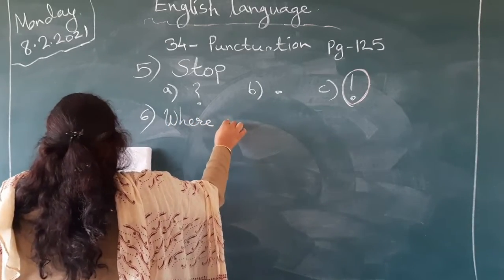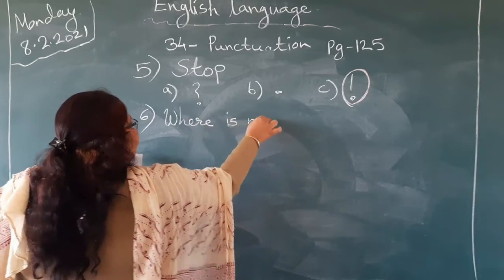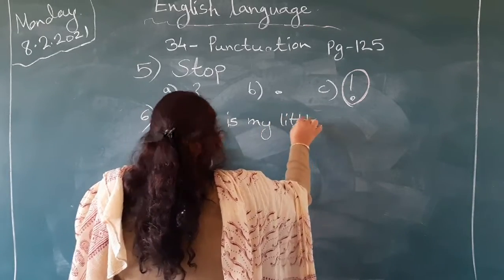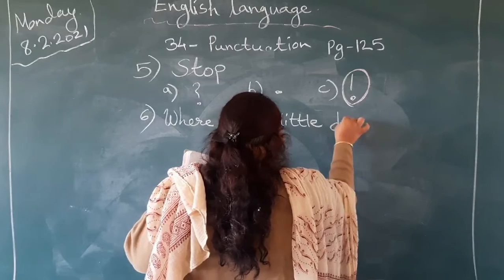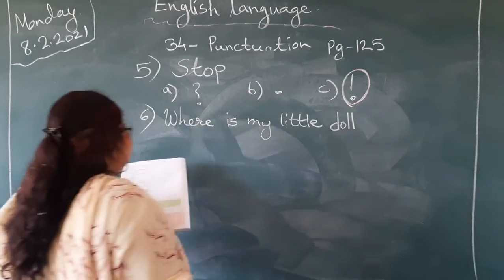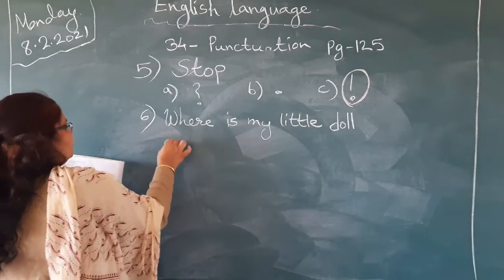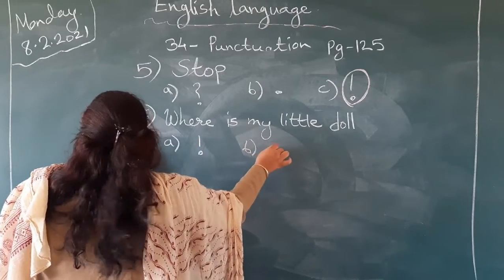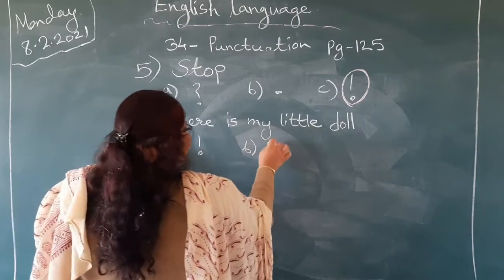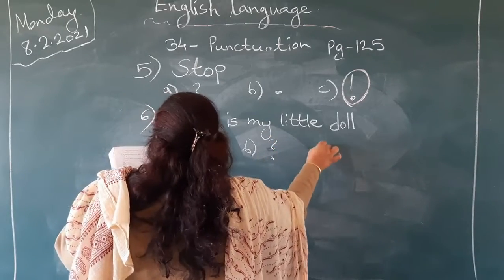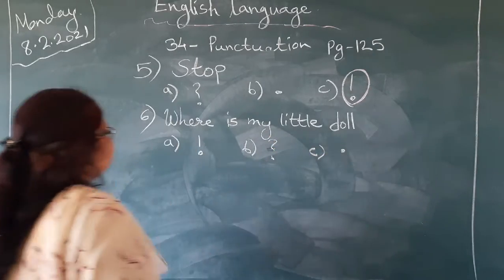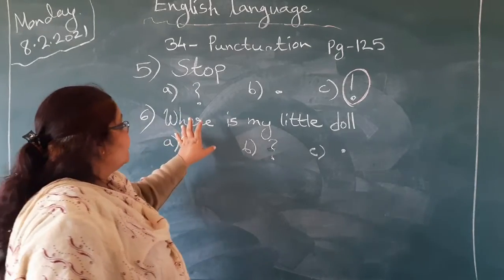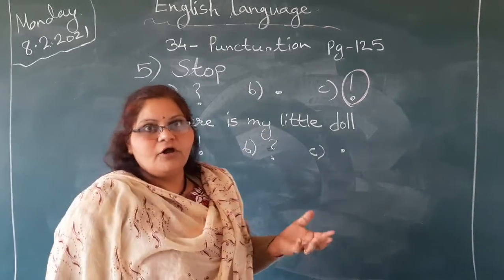Where is my little doll? Yes. What is the sentence? Where is my little doll? Again the options are A, exclamation, B, question mark, and C, full stop. Yes, very easy to identify what is the type of sentence. Where is my little doll?